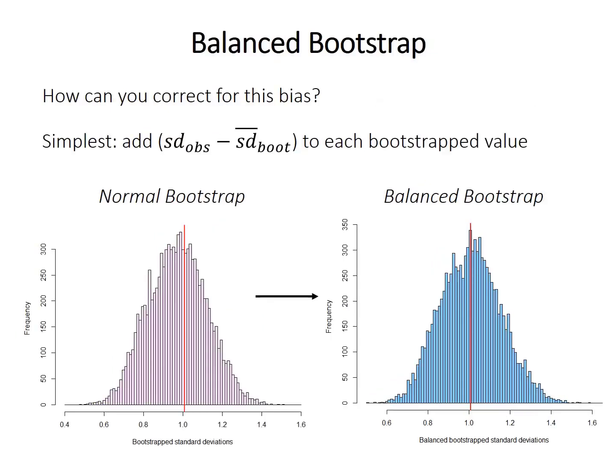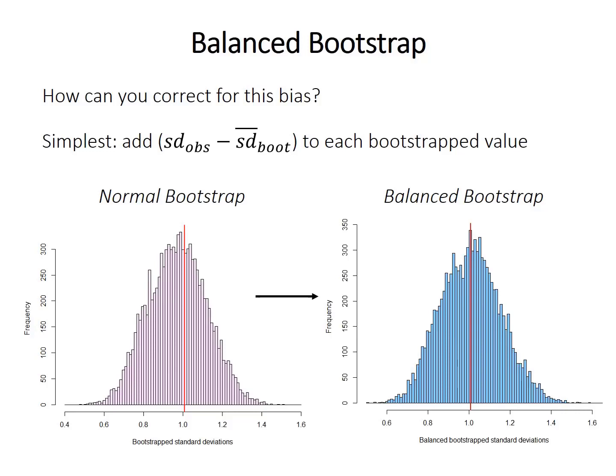There are a variety of ways to correct for this, but we'll just cover one fairly straightforward and simple one, and that's called the balanced bootstrap. The process just involves correcting the offset by adjusting each value. So for each bootstrapped, say, standard deviation in this case, we're going to add the difference between the observed value in our original data and the mean of all of our bootstrap data. So we're adjusting each value and shifting it so that the mean of our bootstrap data is the same as the actual value in the original data, the observed value.